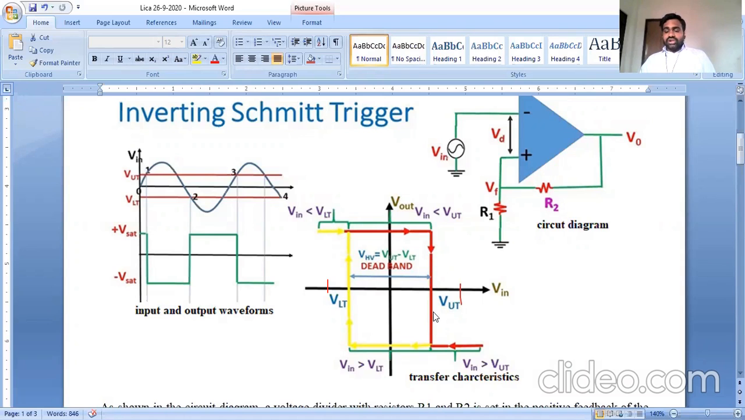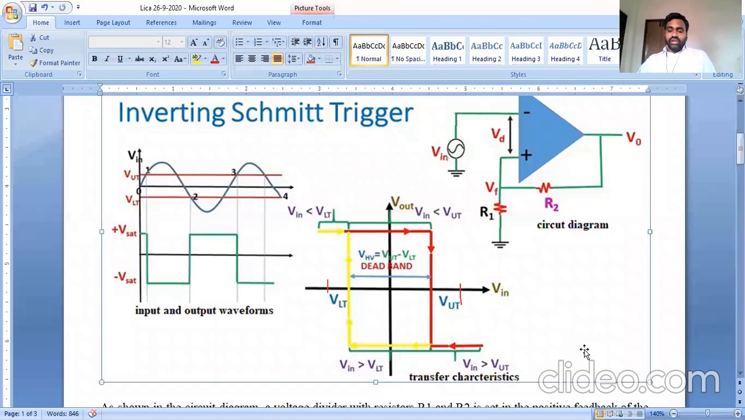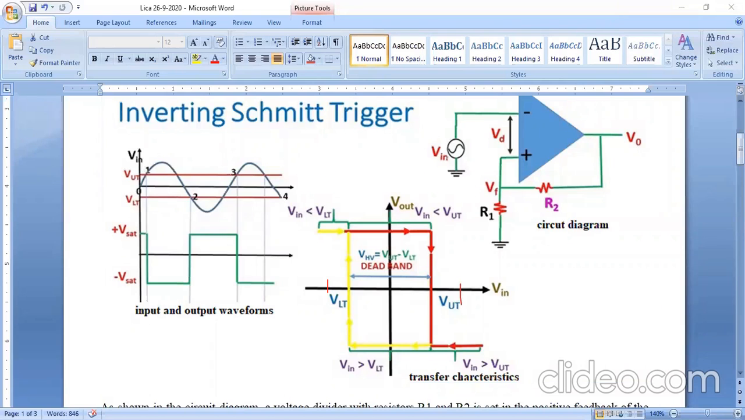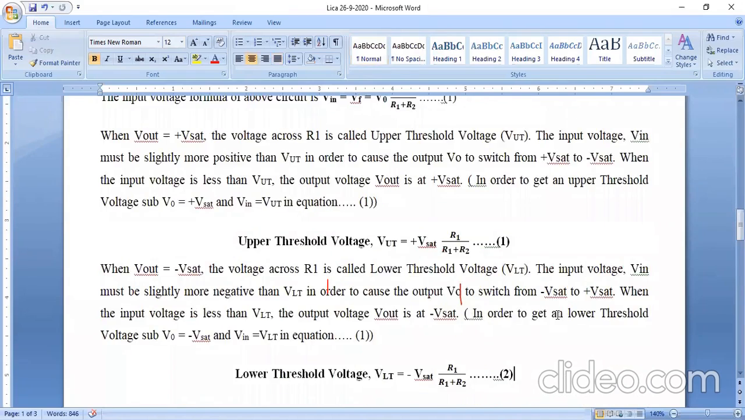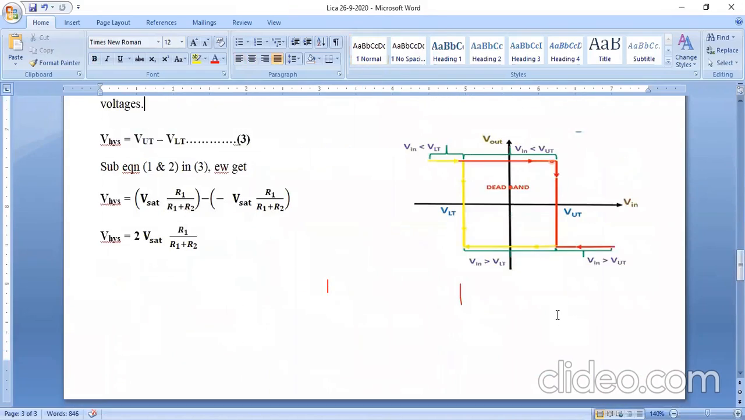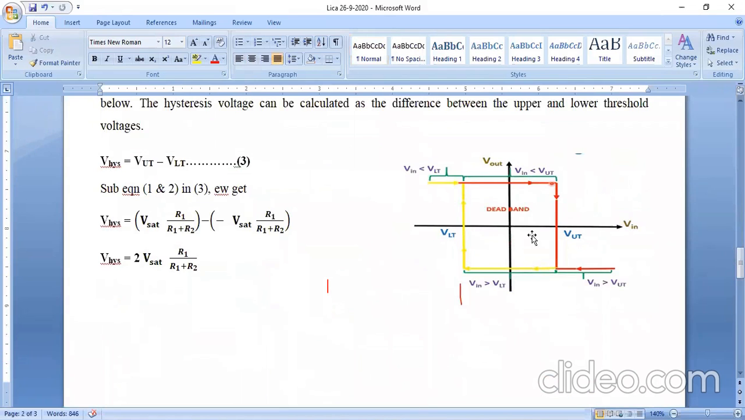So this is about the transfer characteristic of the inverting Schmitt trigger. If we analyze the dead bandwidth, what is the particular point of view of analyzing it? The analysis of dead bandwidth produces a particular hysteresis voltage. The hysteresis voltage shows the behavior of the bandwidth of the transfer characteristics. The hysteresis can be calculated as the difference of the upper threshold voltage and the lower threshold voltage.